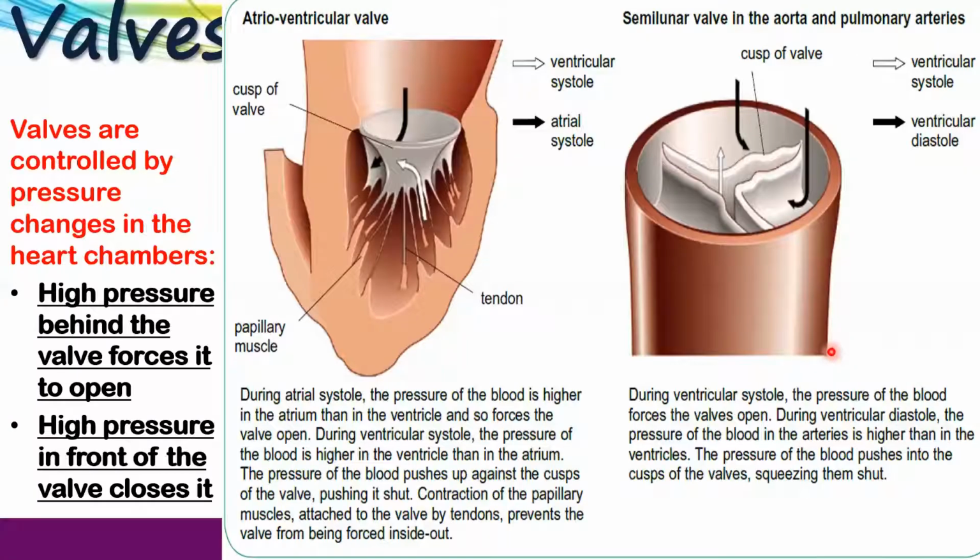So this is what happens to the valves. High pressure behind the valves forces them to open. High pressure in front of the valves closes them. Clear? So you can see the atrioventricular valves here.